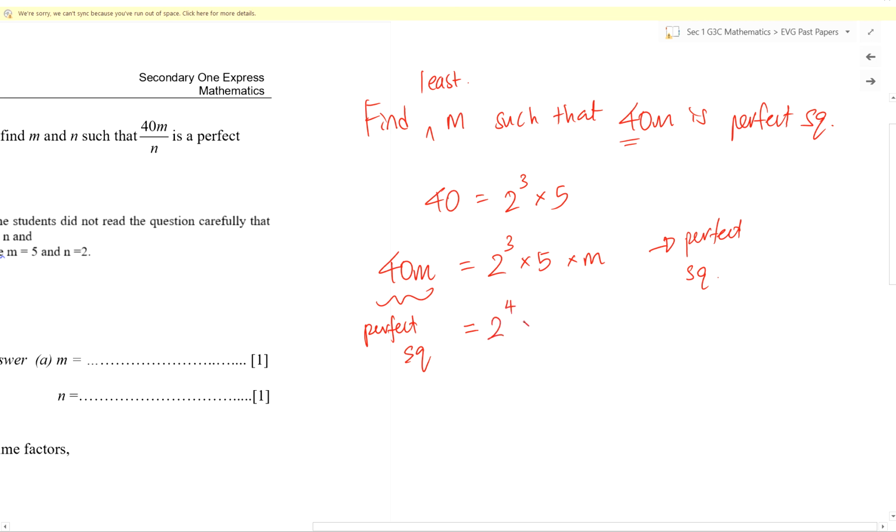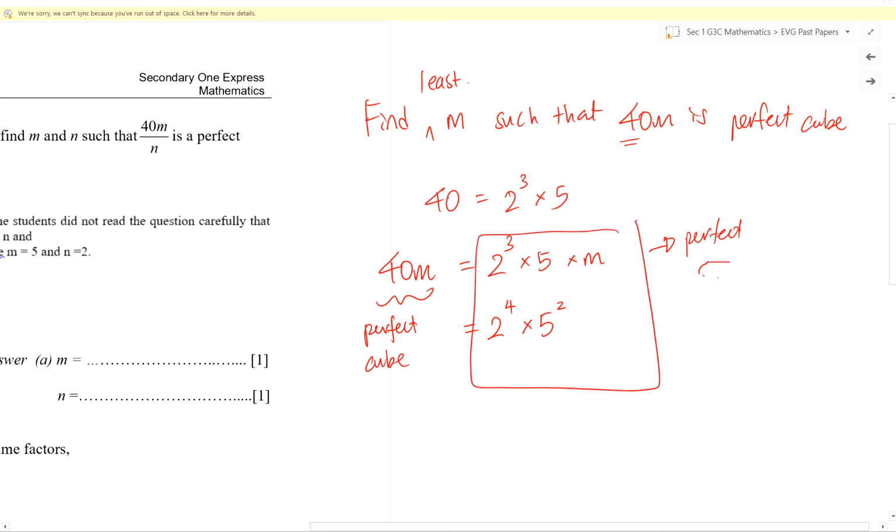2 power 4 times 5 power 2. Now this is a perfect square, right? Then comparing this, what is the value of m? 2 times 5, which is 10. Based on this. What if I say it is a perfect cube? What if I want it to be a perfect cube? So all these must be a perfect cube.